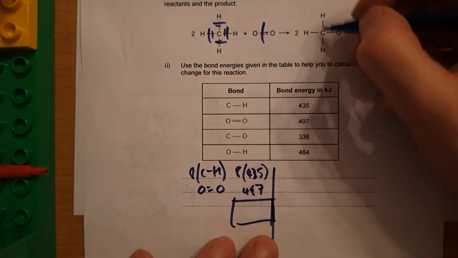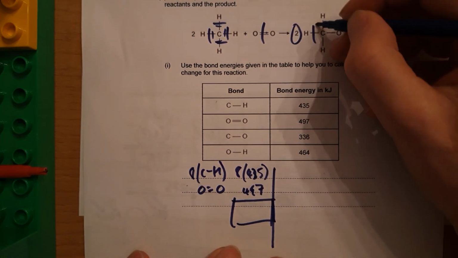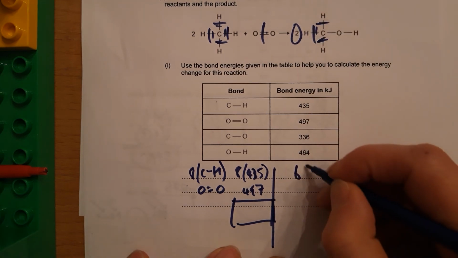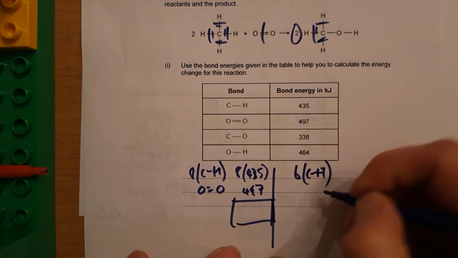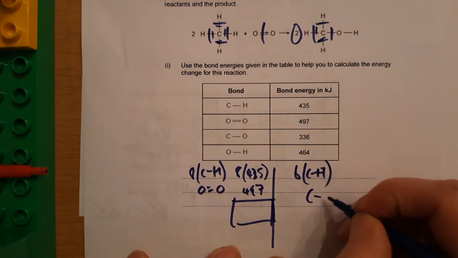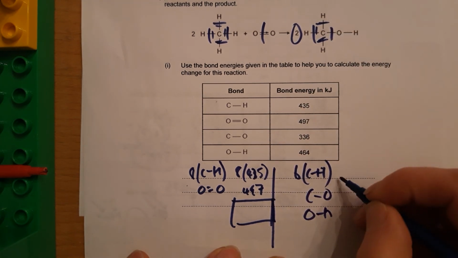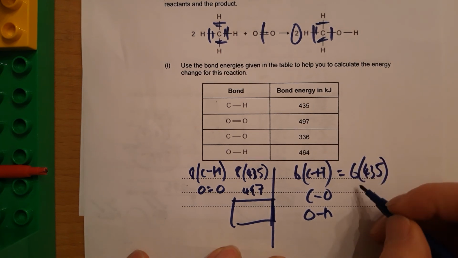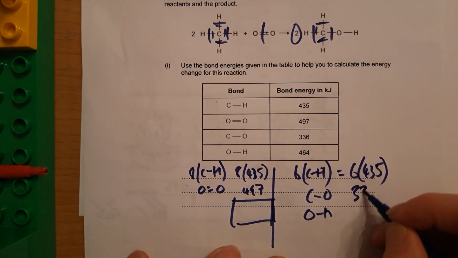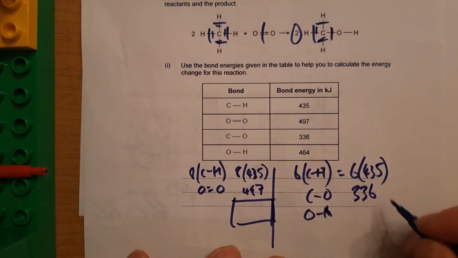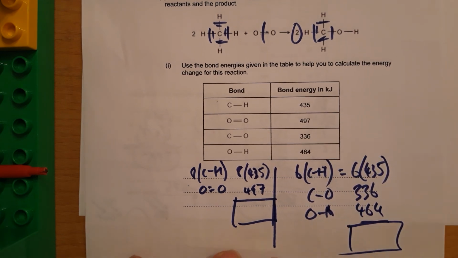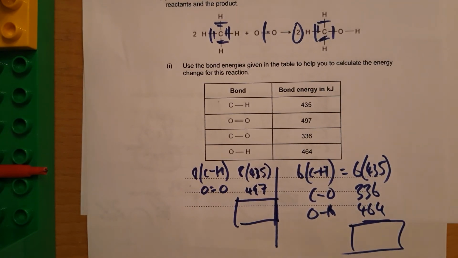Energy required to break bonds. And it's 2 lots of this, 1, 2, 3, so that's going to be 4, 5, 6. 6 CHs, CO, and an OH. 6 CHs is 6 times 435. A CO is 336 and OH is 464. Add them together, plug them into your calc. This minus this, you've got your answer.